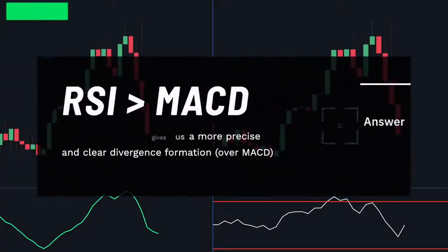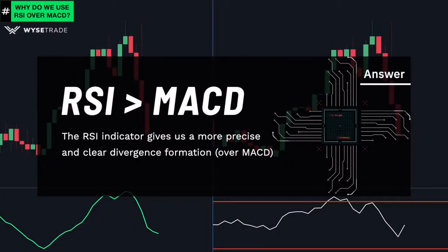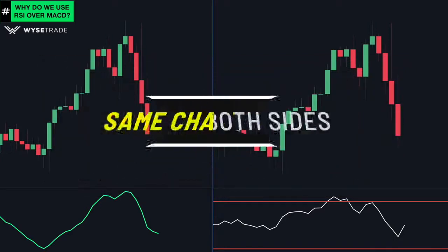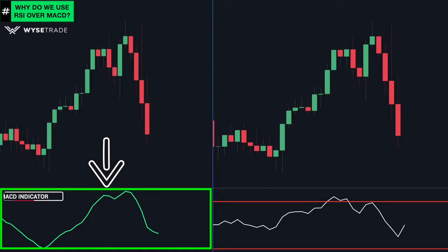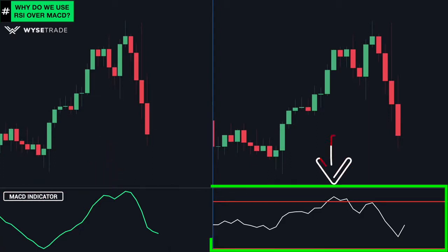Now, the reason is simple, and it's because the RSI indicator gives us a more precise and clear divergence formation, which results in higher quality trade entries. Here is the exact same chart on both sides. On the left and below is the MACD indicator applied. On the right and below is the RSI indicator applied.